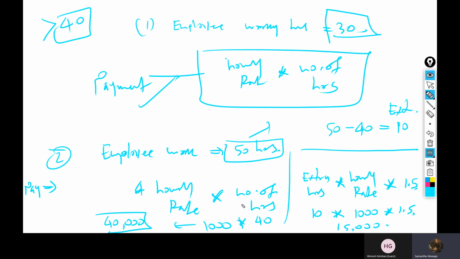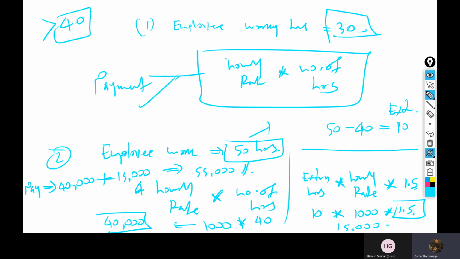Then my total payment would be normal general 40 hours. I am getting 40,000, but I work additional 10 hours. That is a different rate, 1.5. Then it comes as 15,000. Then my total payment is 55,000. Got it? Okay, sir. So this is the way the calculation happens in this particular program.